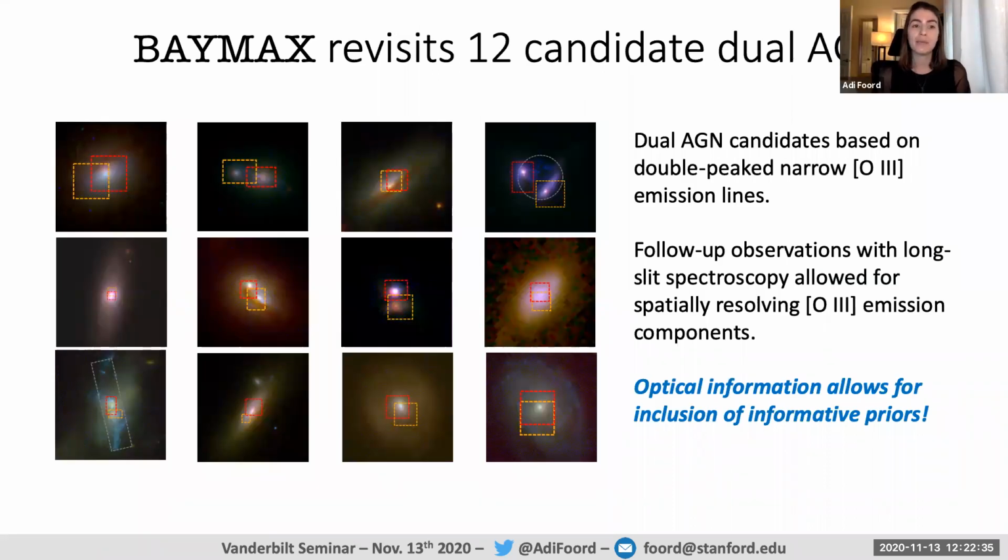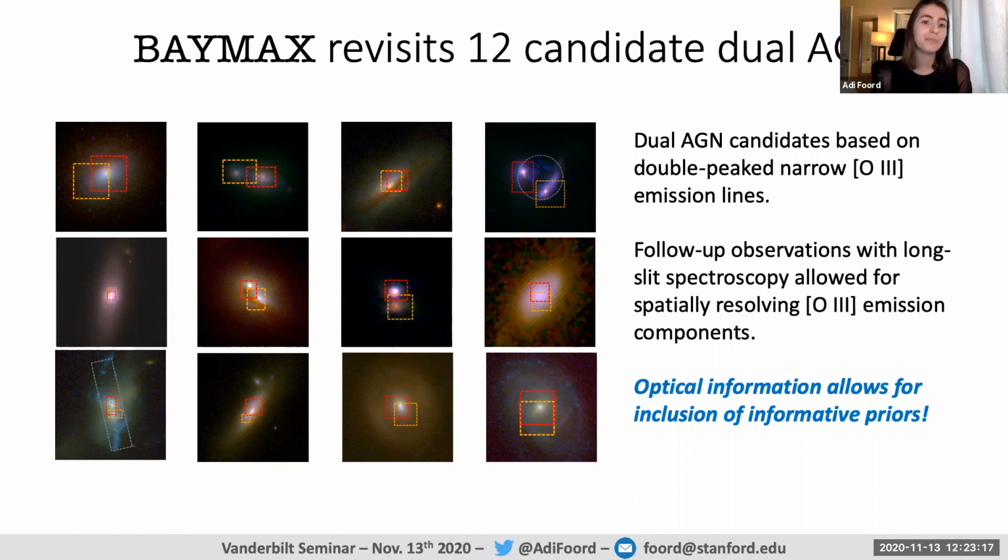So the first sample that BAYMAX analyzed was 12 dual-AGN candidates. And each of these systems were dual-AGN candidates based on double-peaked narrow O3 emission lines that were found in their SDSS spectra. So that's using that technique that I spoke about earlier in the talk where you're looking for the double-peaked characteristic in the optical spectra. And so each of these systems received follow-up observations with long-slit spectroscopy, and that allowed you to actually spatially resolve where each O3 emission component resided. And so the inclusion of this optical information allowed for informative priors during the X-ray analysis.